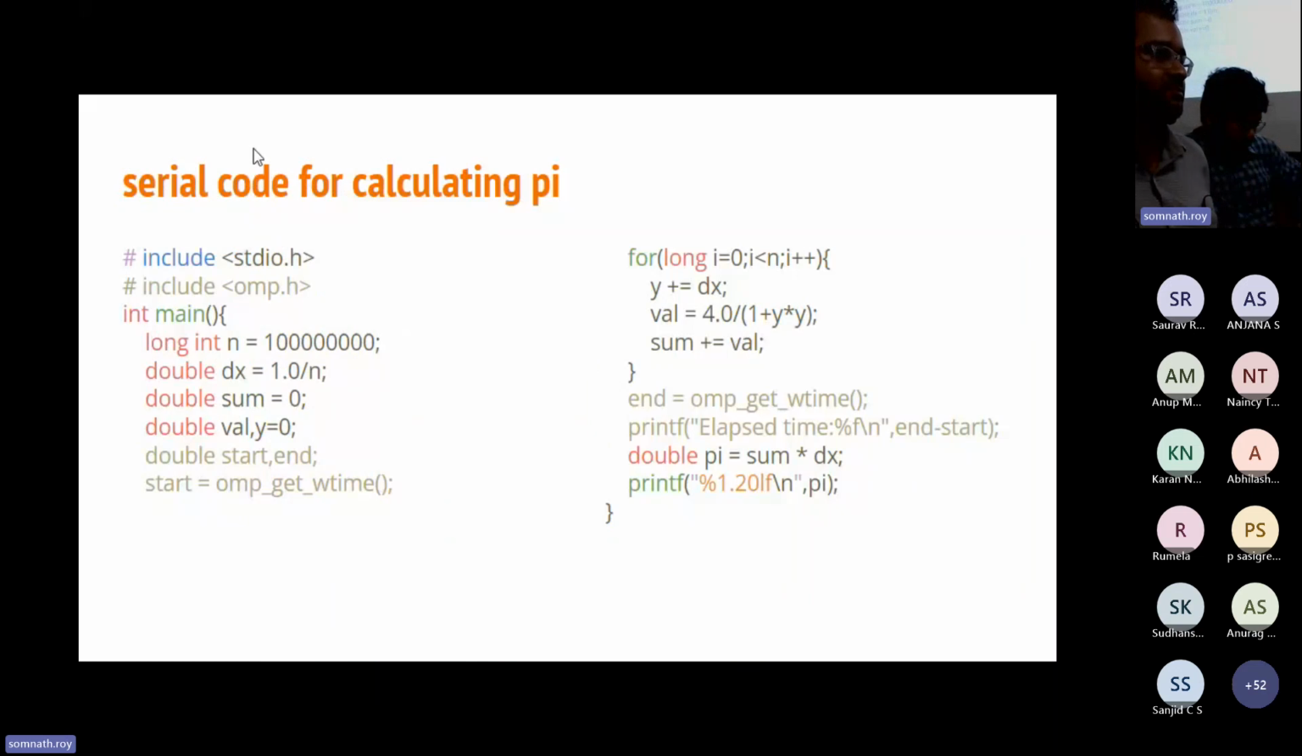So in this slide, we have written the C code for calculating the pi. So we are using long int defined as 10 to the power 9. dx is 1 by n. Sum has been initialized as 0. val and y are two variables initialized as 0.